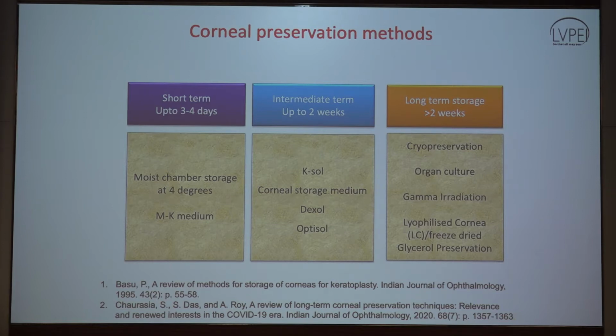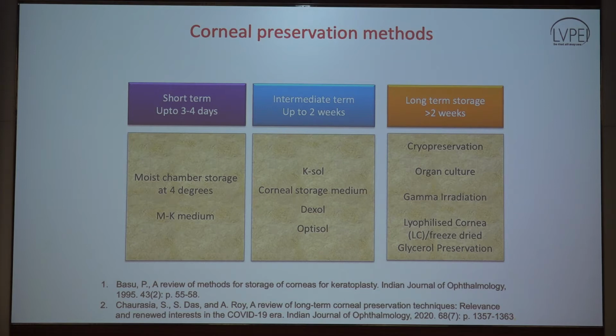So the short term, up to 3 days, was MK. Moist chamber is not 3 days, it's 1 day basically. And intermediate term is up to 2 weeks, and includes K-Sol, Corneal Storage Medium, Dexol, Optisol. The top 3 are no longer used anymore. Optisol is what has been used, and the modification of it, Cornisol, is what is being used now.